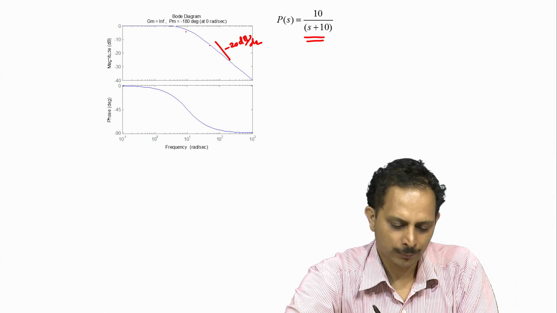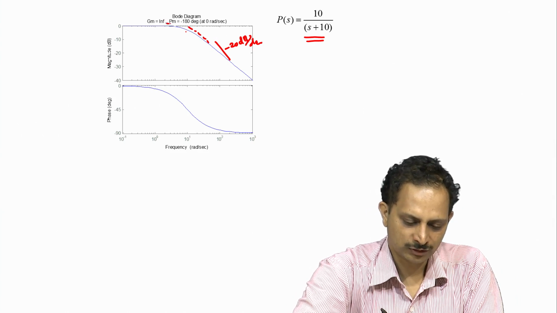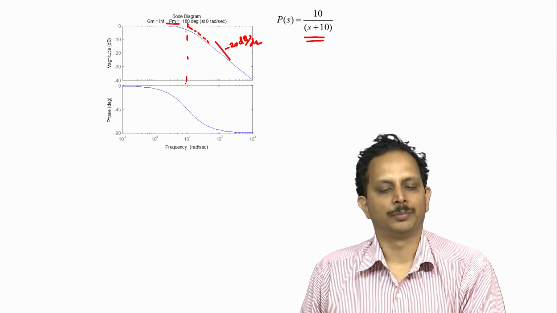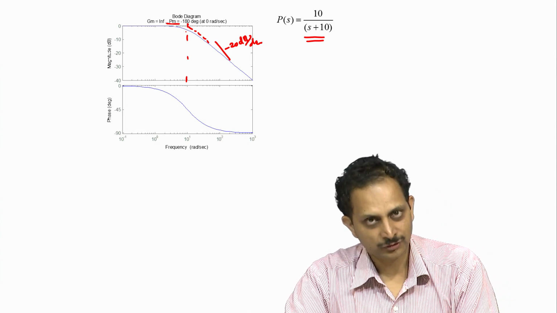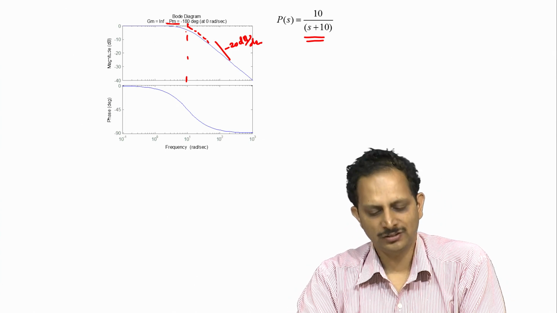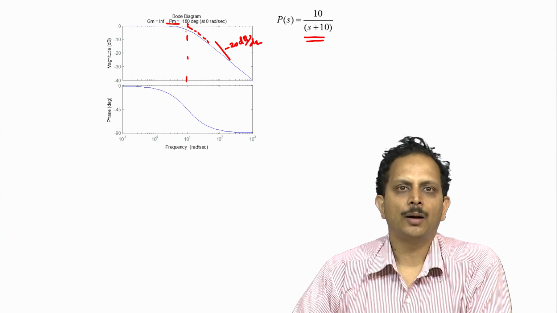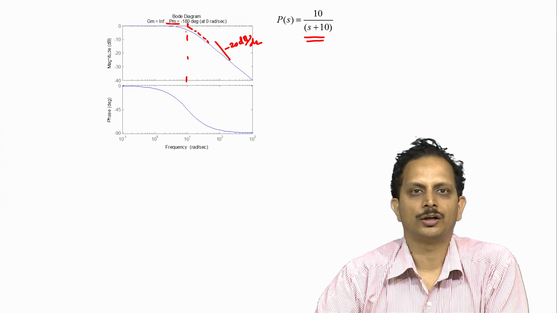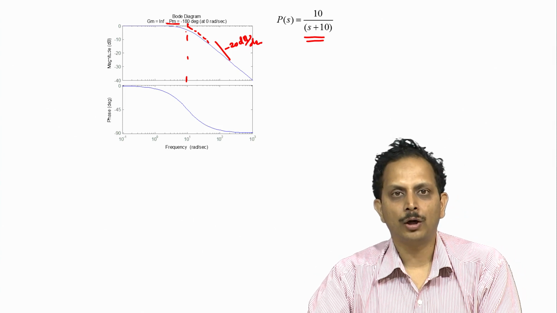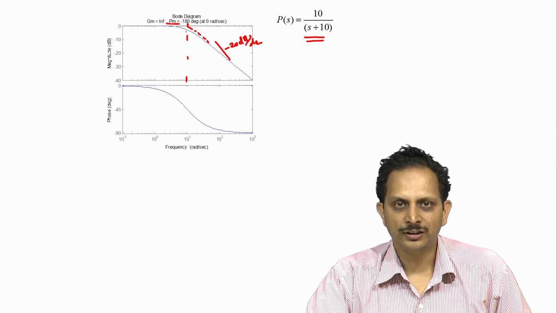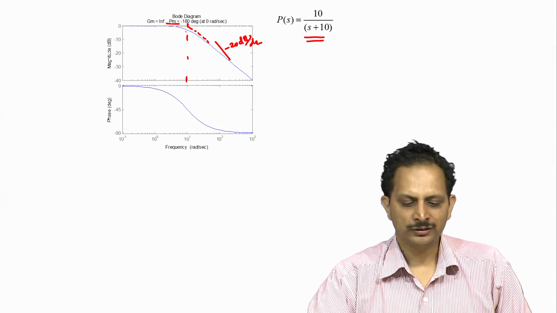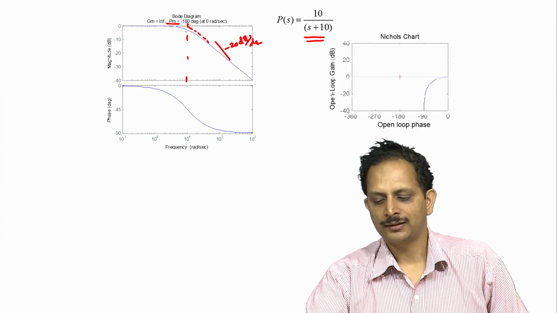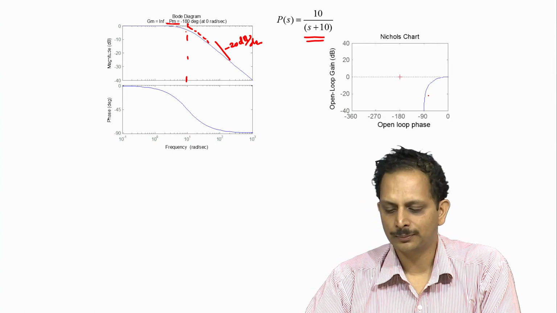So, the asymptotic Bode plot would look something like this, where the corner frequency is going to be 10 radians per second. The phase plot of course starts at 0 radians and asymptotically approaches minus 90 degrees or minus pi by 2 radians, because this is a first order plant. Now, if one were to plot the Nichols plot of this plant, one is trying to essentially plot the magnitude characteristic versus the phase characteristic, and the Nichols plot looks something like this.